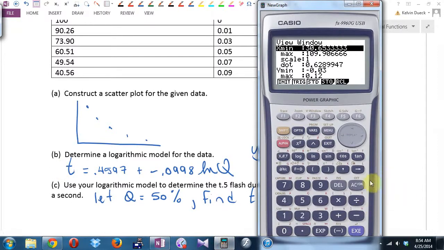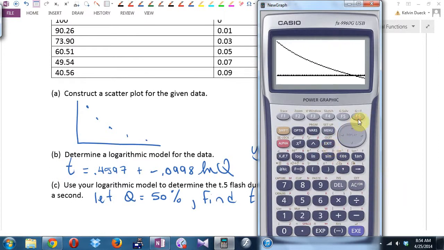Let's try that again. Let's go draw, G-solve. It's actually a y calculation because I put the t and the q in the wrong place in the equation. When we're at 50% charge, how long will that take? 0.069 seconds. Takes about 0.07 seconds to charge up to 50%.